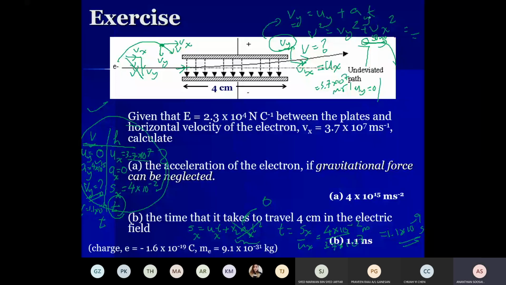Same as projectile. The only difference is what? The only difference is the Ay is different. Last time Ay was fixed at negative 9.81. But here the Ay is going to change because it depends on the electric field. Okay.